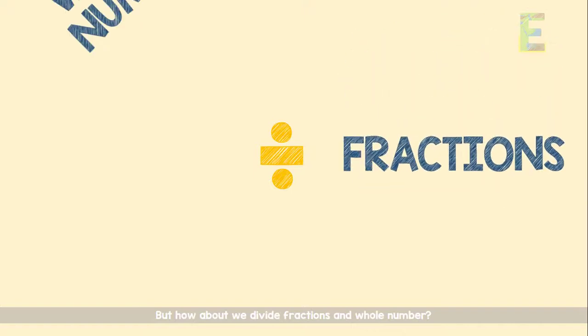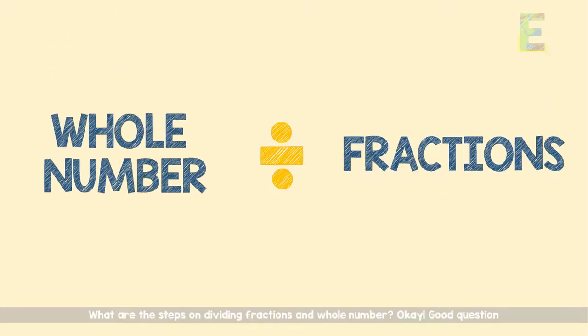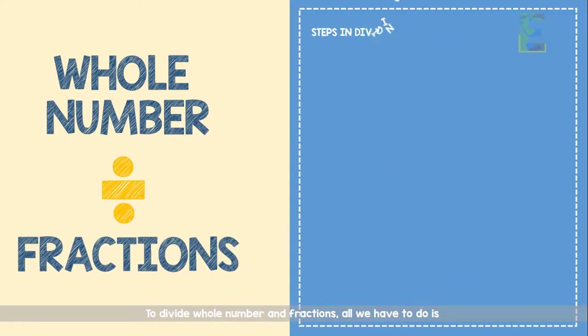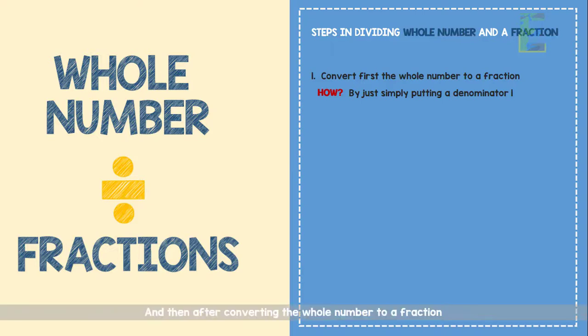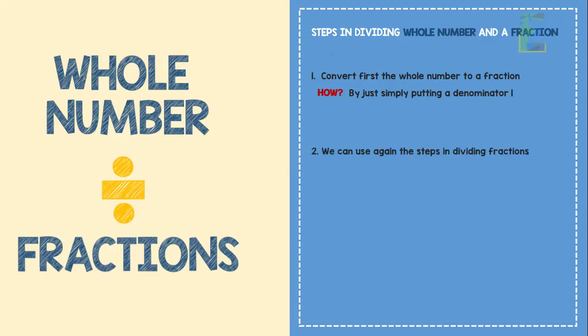But how about we divide fractions and whole numbers? What are the steps on dividing fractions and whole numbers? Okay, that's a good question, right? To divide whole numbers and fractions, all we have to do is convert first the whole number to a fraction. Now how? It is by just simply putting a denominator 1. And then after converting the whole number to a fraction, we can use again the steps in dividing fractions.